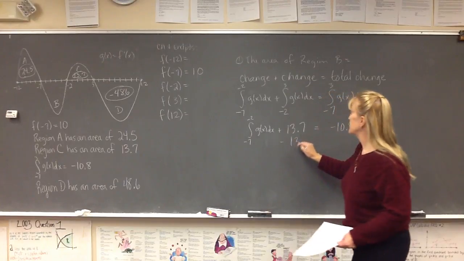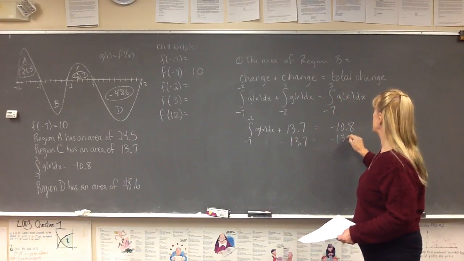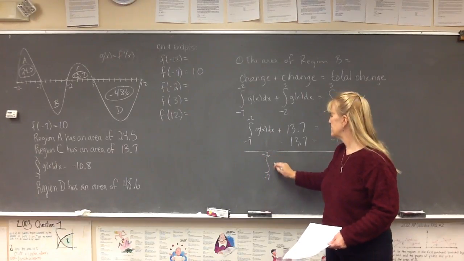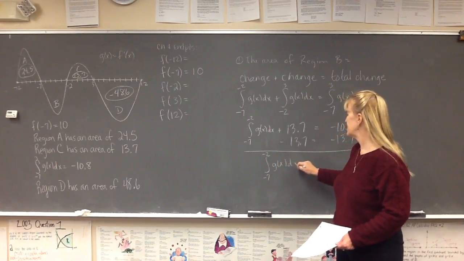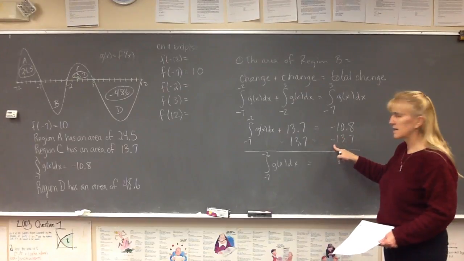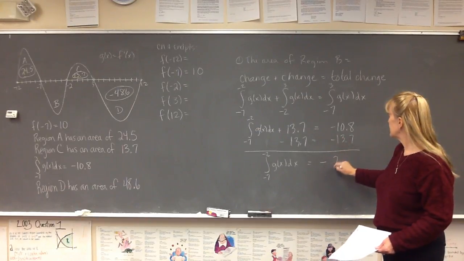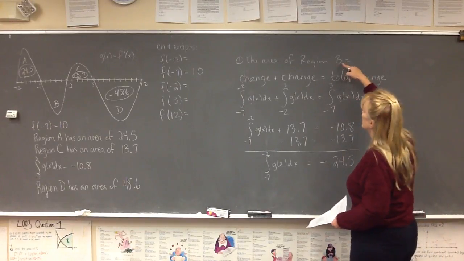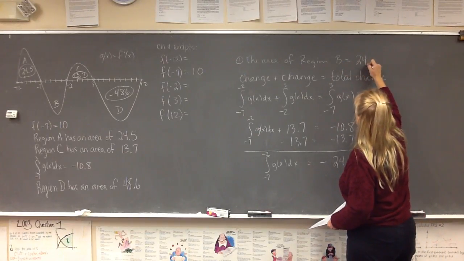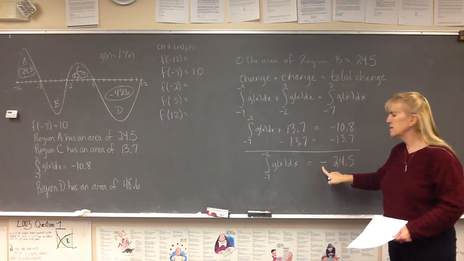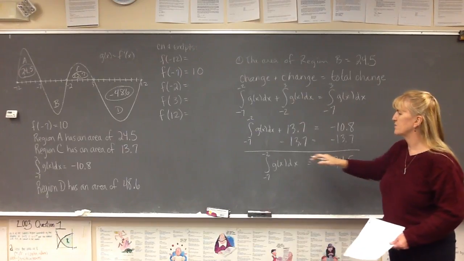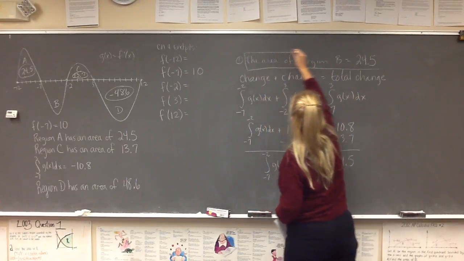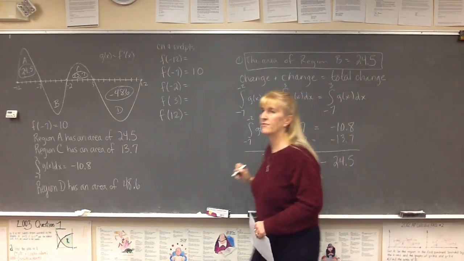So I'm going to subtract 13.7 from both sides of the equation. And I end up with the integral between -7 and -2 of g of x dx equaling a negative, when the negative makes a bigger negative, what's this? 24.5. So the area of region B is actually 24.5. I'm not going to say -24.5, that's what the integral is, but the area of the region itself is the positive 24.5.